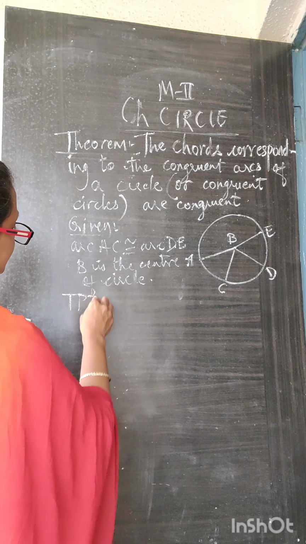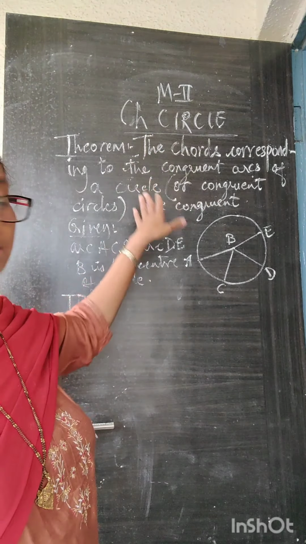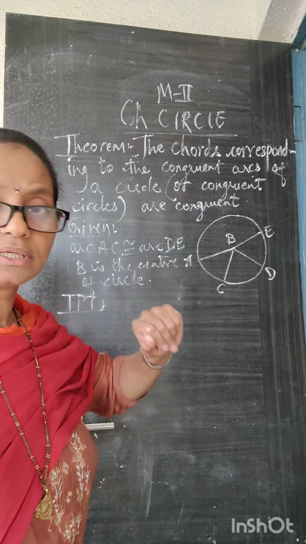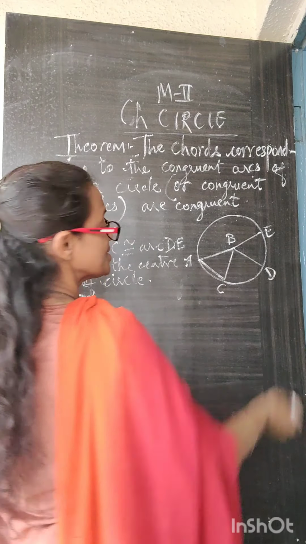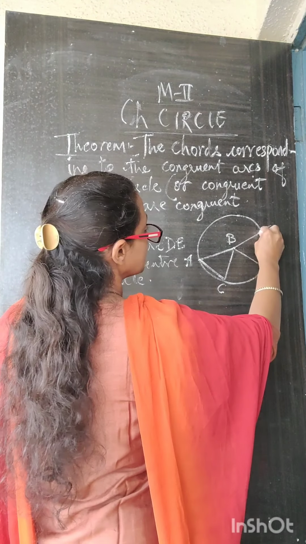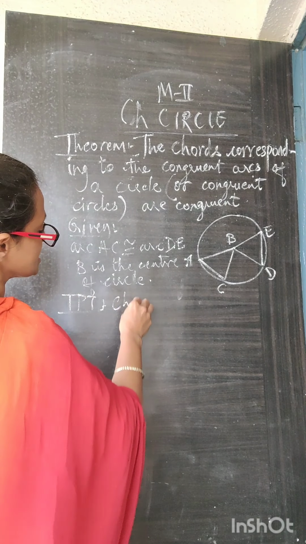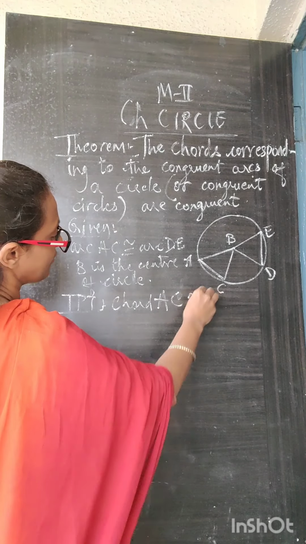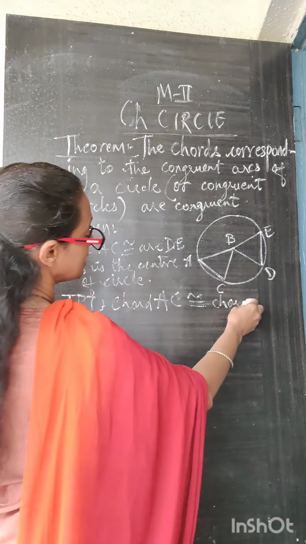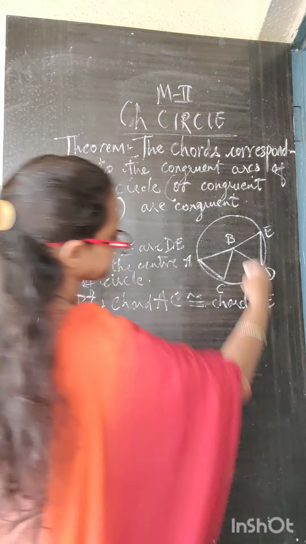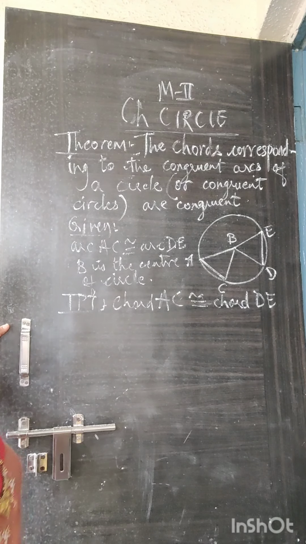Now to prove, what we have to prove? I said the chords are congruent. In which circle? In this circle where the arcs are congruent. Right? So the corresponding chords, right? So we need to show the corresponding chords by joining the 2 points of the arc, right? So these are the corresponding chords of the circle. So which are the corresponding chords? Chord AC is congruent, I have to prove, to chord DE. Okay, so this is what I have to prove. Chord AC is congruent to chord DE. So please take down this much.